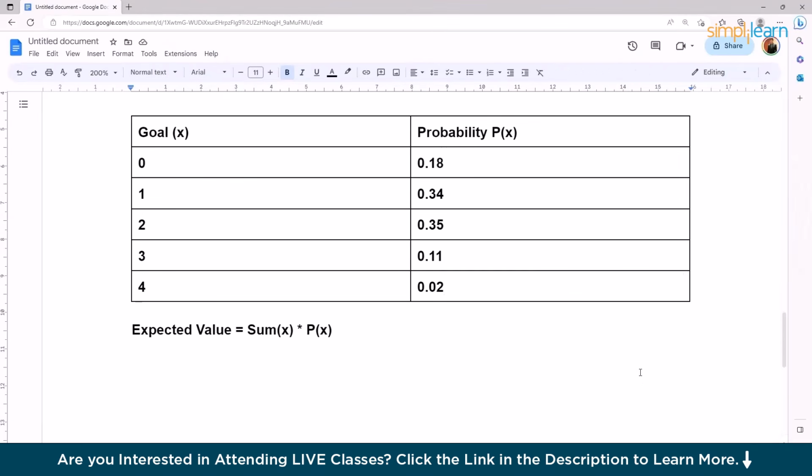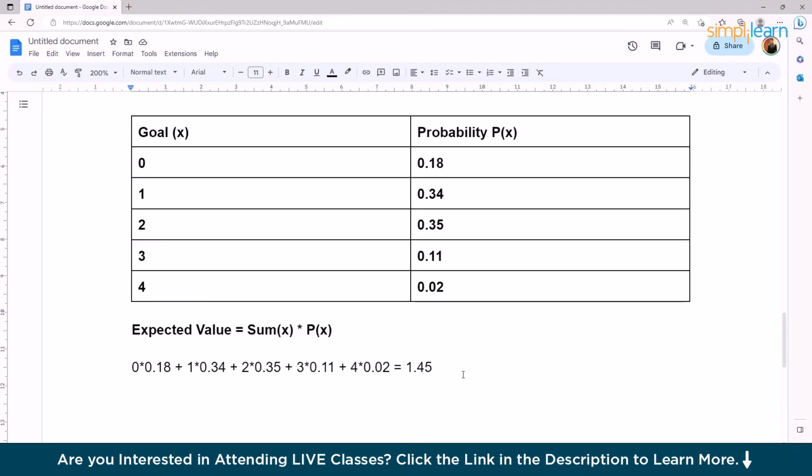Now, to calculate the expected value of this probability distribution, we can use a specific formula from the previous discussion. This is going to be the expected value, where x is the data value, and p(x) is the probability of the value. For example, we could calculate the expected value for this probability distribution as shown. So here, it will be 1.45 goals. This represents the expected number of goals that the team will score in any given game.